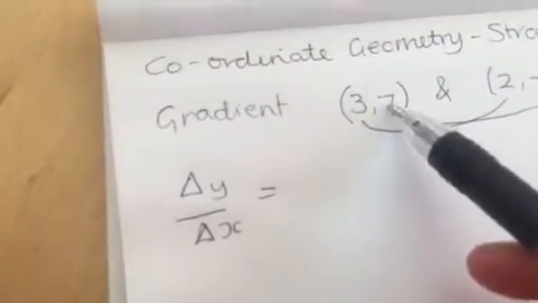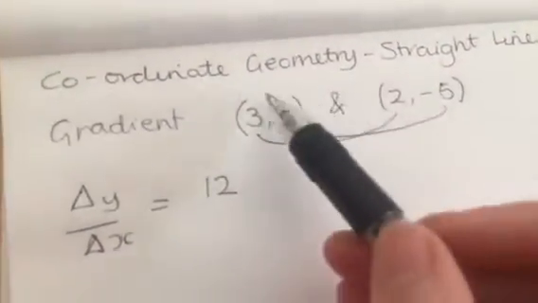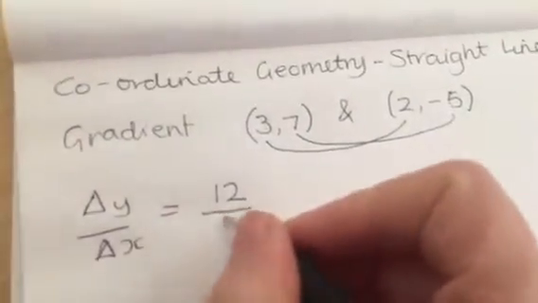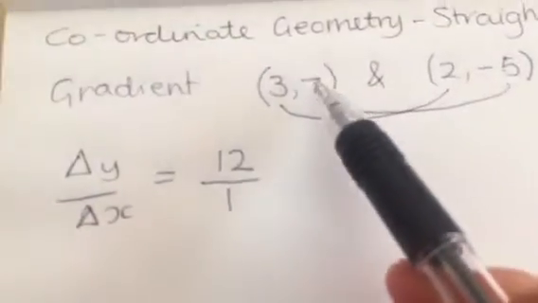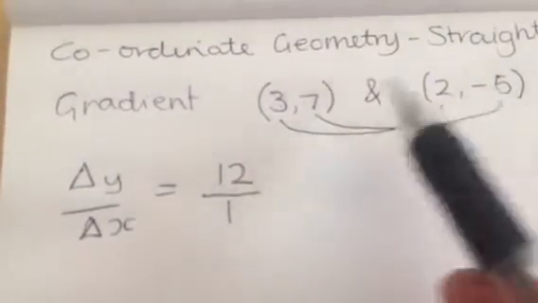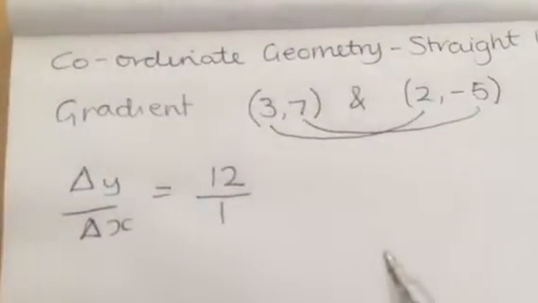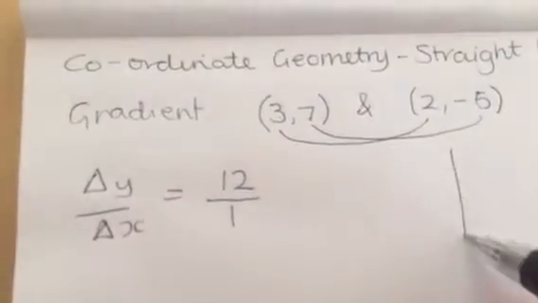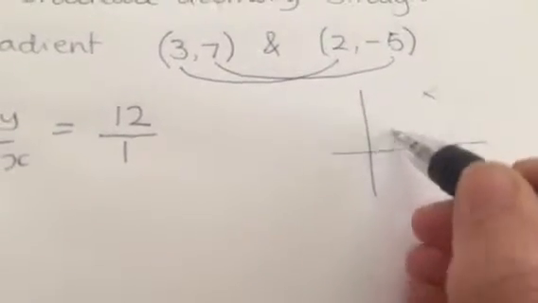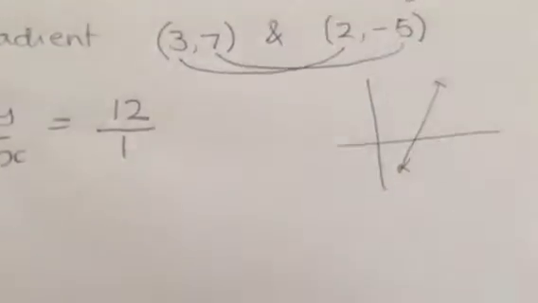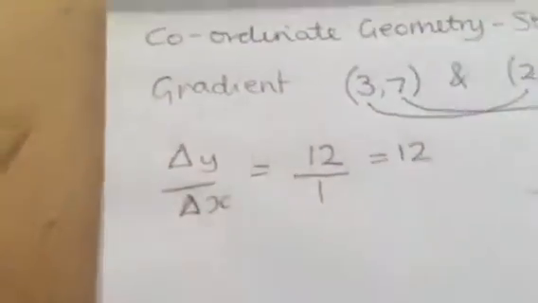So the change in the y values is from 7 to minus 5, so that's 12. The change in the x values is from 3 to 2, so that's 1. You need to make sure that you get the direction right, that's really important. So going from 7 to minus 5 is downwards, from 3 to 2 is also downwards, which means that my gradient will be positive. If I want to do a double check of that, which is quite useful in the exam, (3, 7) is up here somewhere, (2, -5) is down here, and I can see that the gradient is positive. So the gradient there is 12.